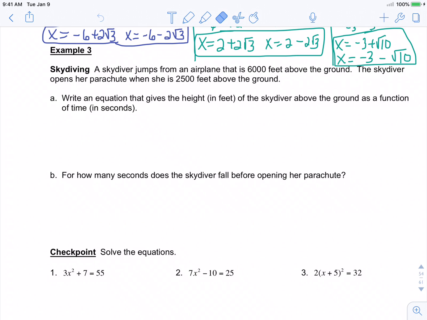We're going to look at an application today. Remember, an application is a word problem. And this word problem deals with objects that are falling from some sort of height or location above the ground. And this is in your notes packet. It is on page 55 of your chapter 5 packet.